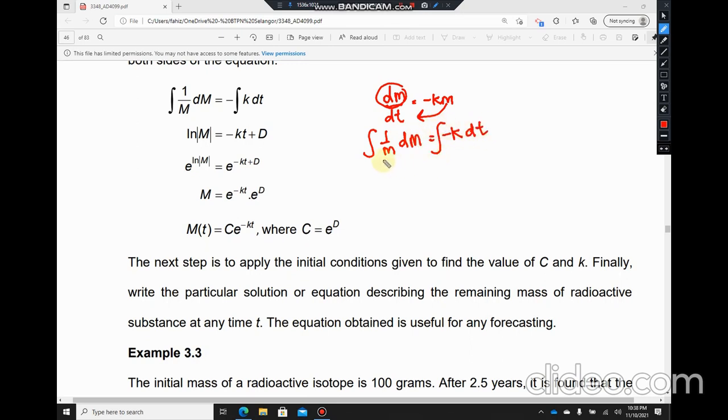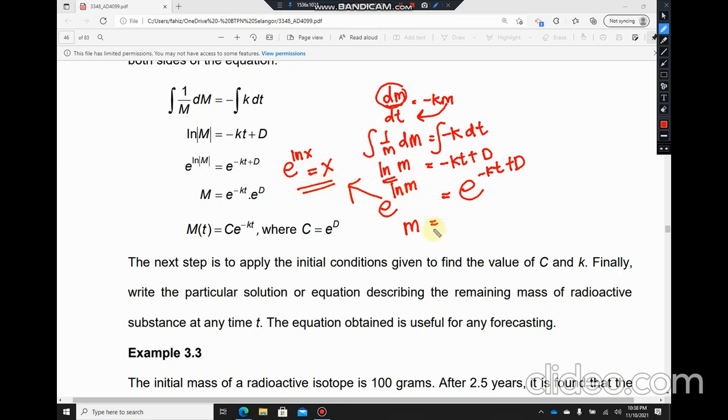Next, you integrate both sides. You will get ln M equals negative kt plus D. Sometimes we use C, but here I use D. Then to remove the ln in front, we put the exponent on the left and the right. So on the left it becomes e to the ln M, and on the right e to the negative kt plus D. Using the properties of log and exponent, e to the ln x equals x, so e to the ln M equals M. And then this one, you can separate.